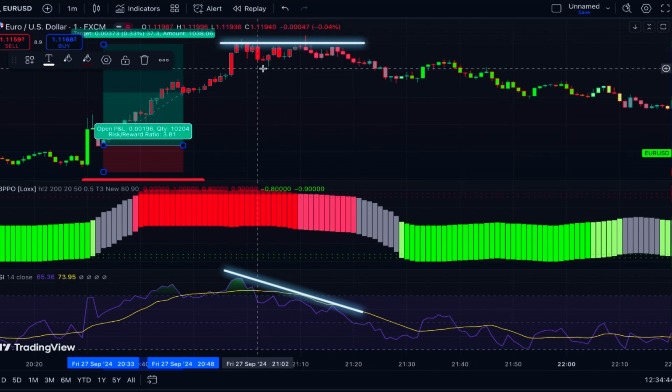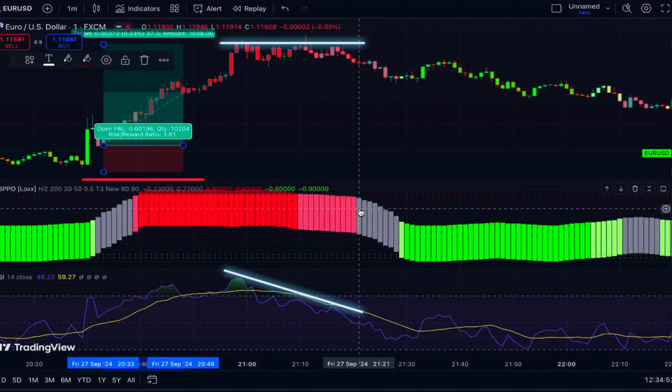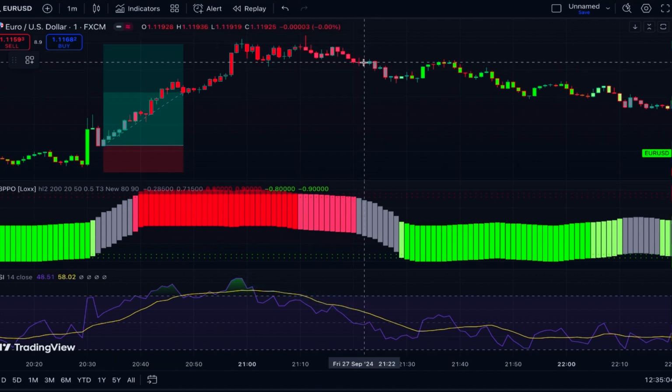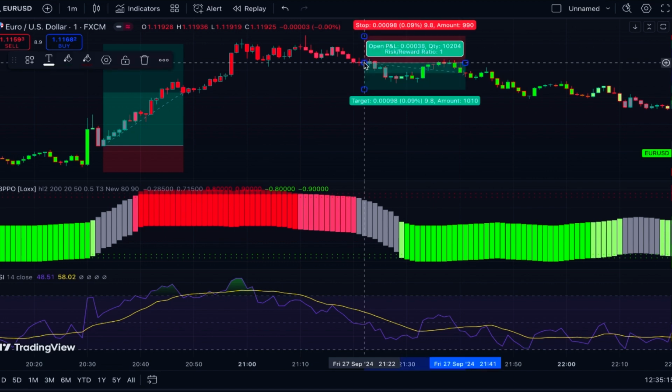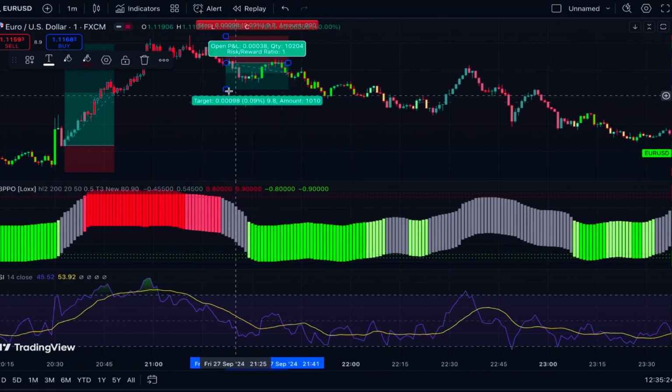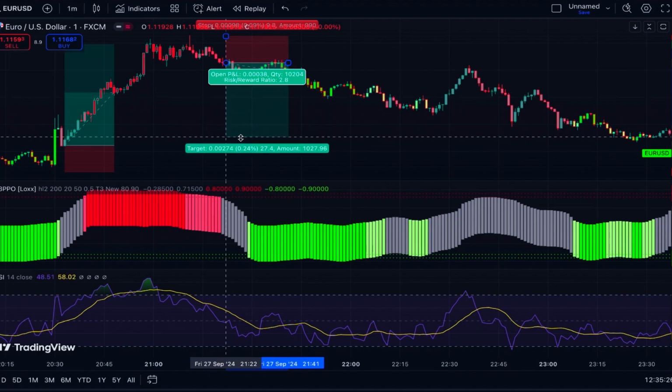So when the low of the divergence pattern is broken, or when the indicator turns to gray, we can enter a short position at this point when this new candle is opened. The stop loss above the previous swing high, and this trade is also a very profitable trade where the price declined down to this point.